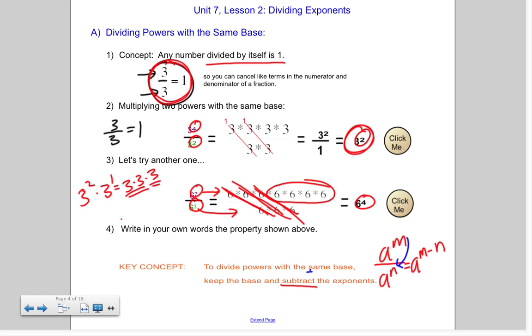Also, remember that they have to have the same base. That was key before. I'll give you guys a second. You could pause and write that down and come back to me when you're done.